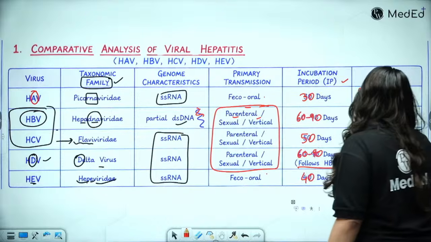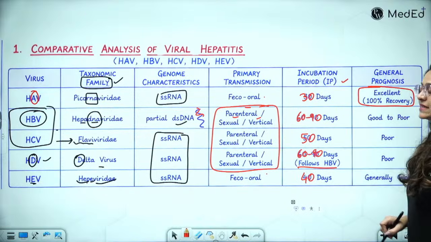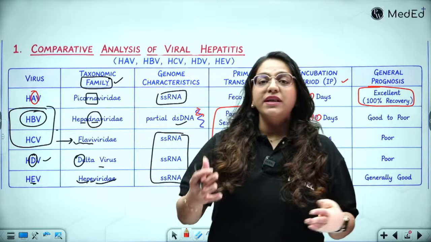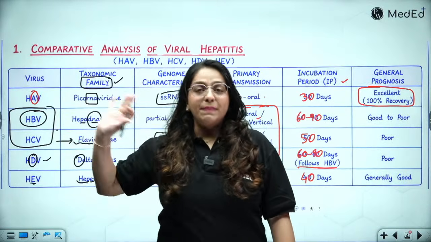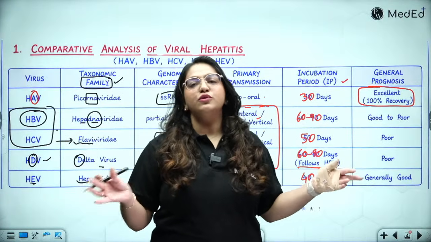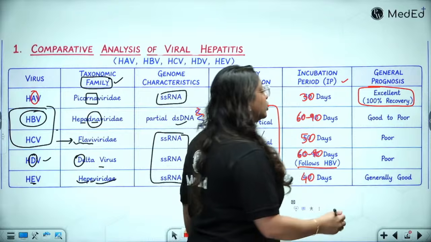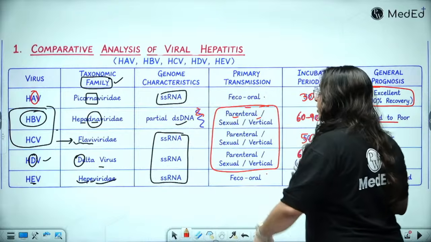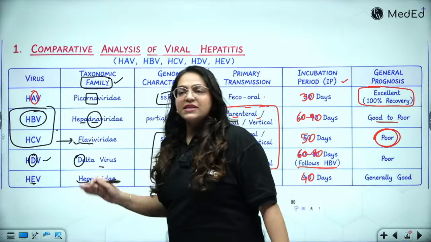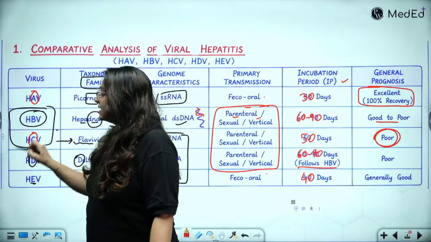So there's excellent 100% recovery of hepatitis A, whereas you know that B can range from acute and spontaneous recovery up to hepatocellular carcinoma. So the range of hepatitis B virus prognosis can range from being good to poor. Whereas when I talk about hepatitis C virus, it is very, very poor. The most dangerous out of all of these is in fact hepatitis C virus.